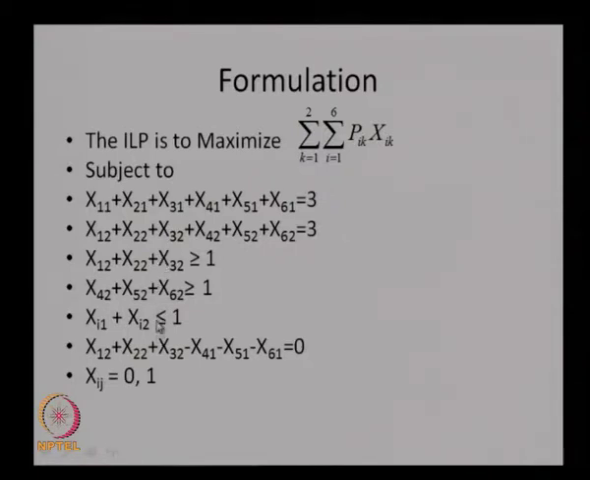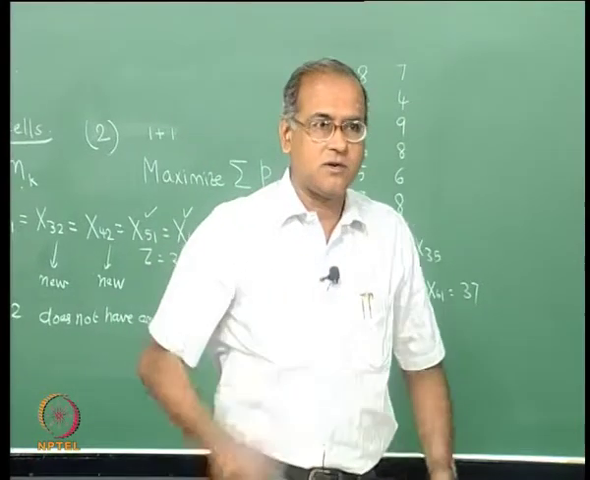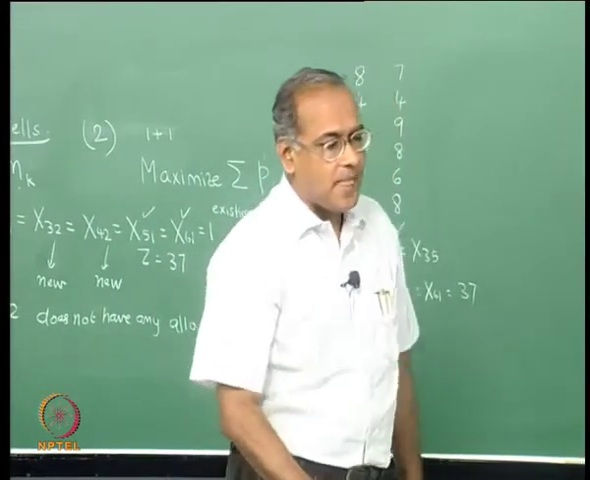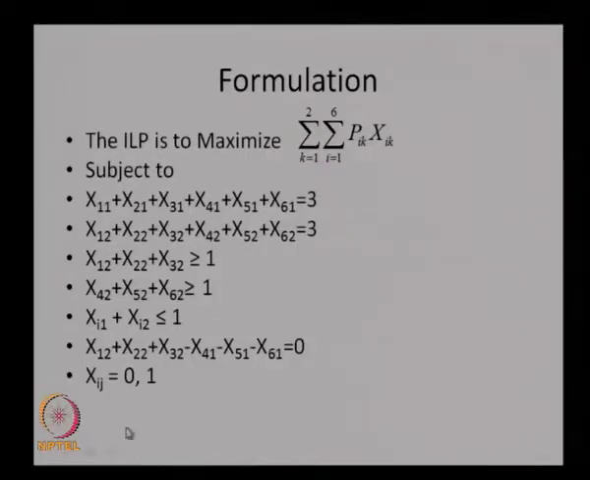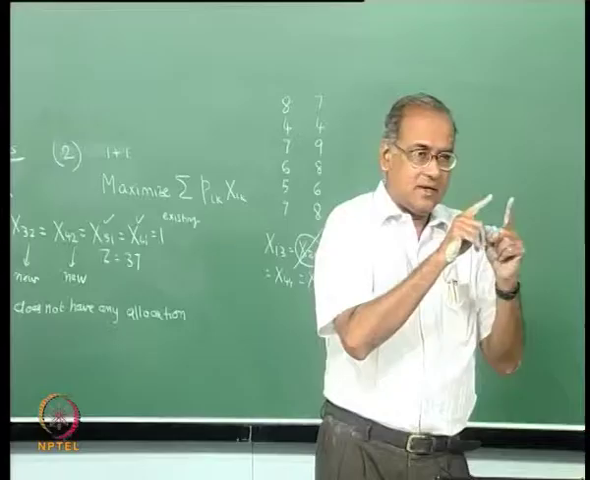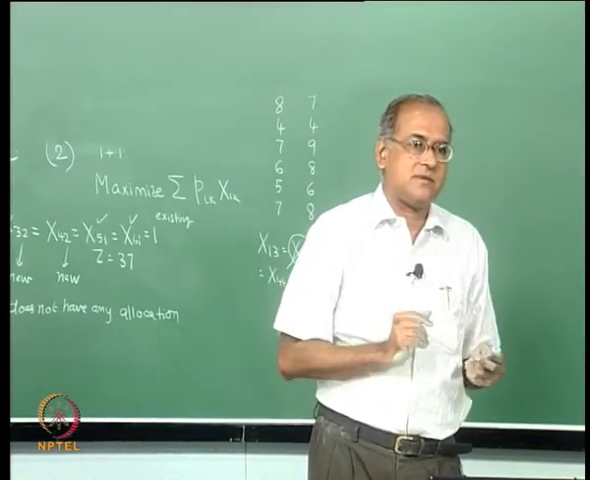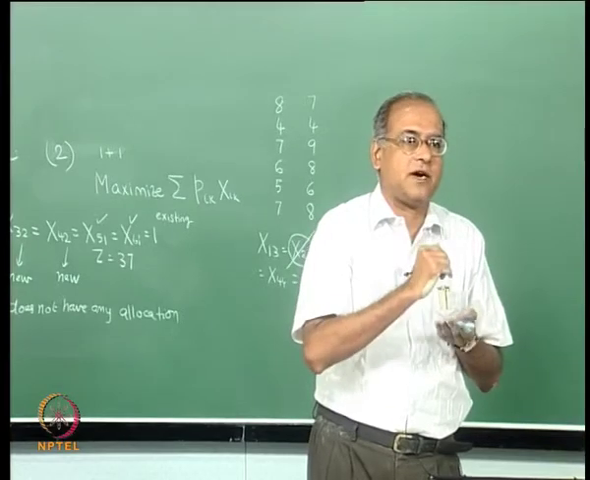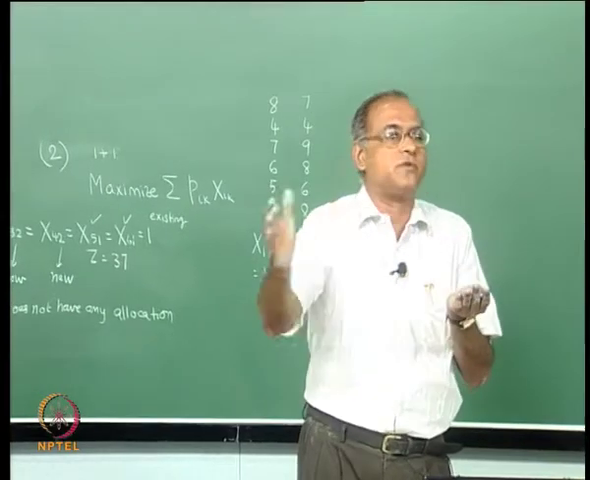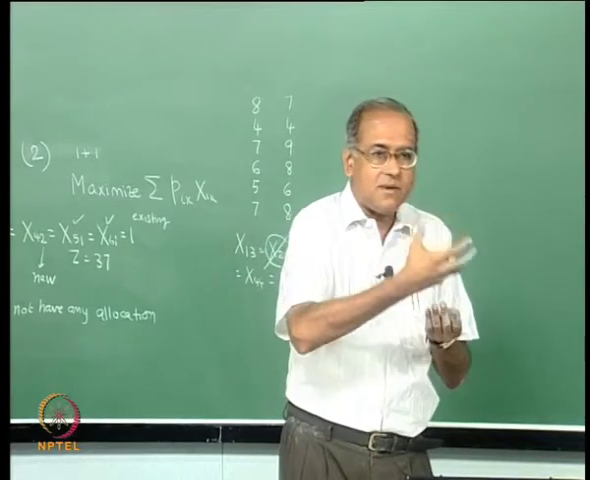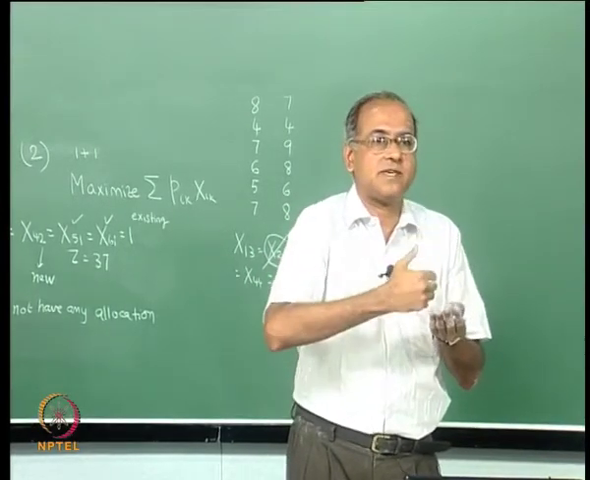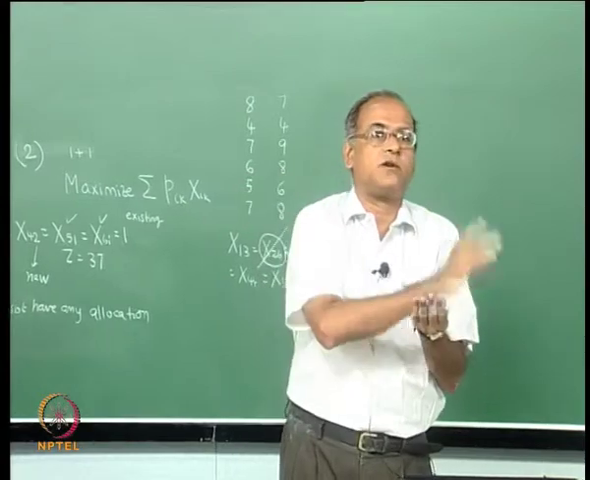Each operator can go to a maximum of 1 cell. Somebody can be left out. The last one is important. x12 plus x22 plus x32 represents the number of experienced operators who are going to go to the new cell. Now, that many number has to be replaced by new operators coming to the old cell.